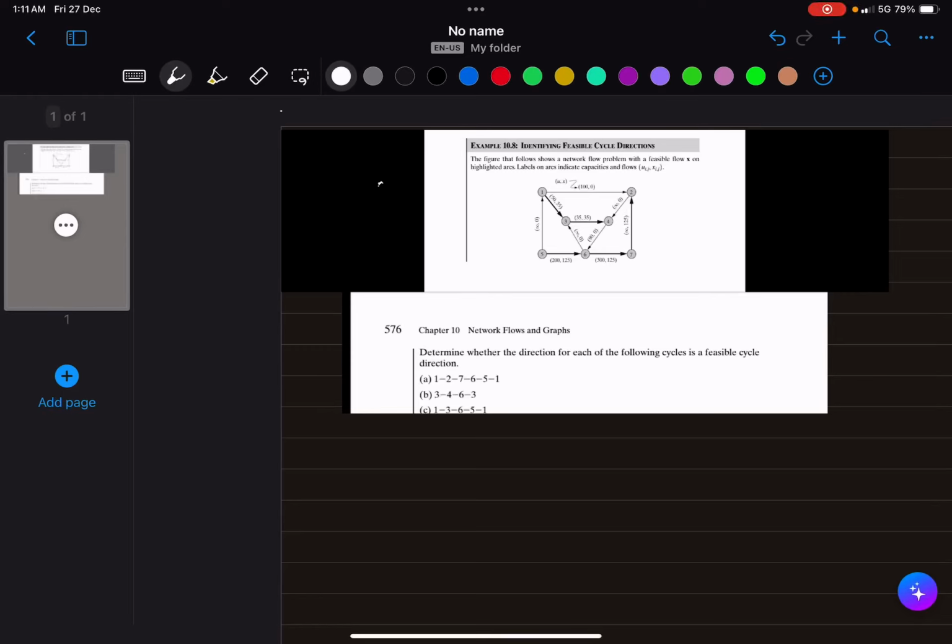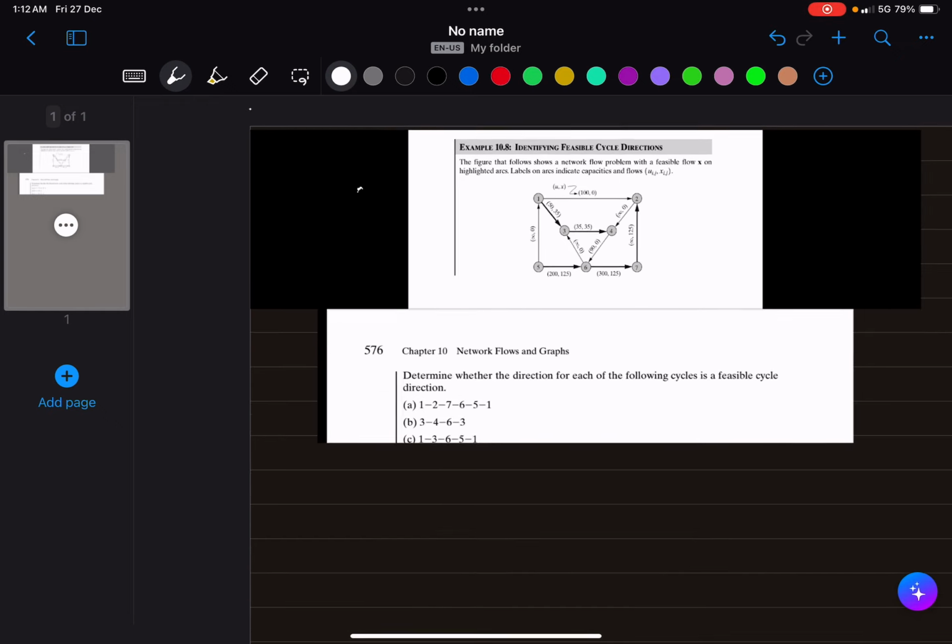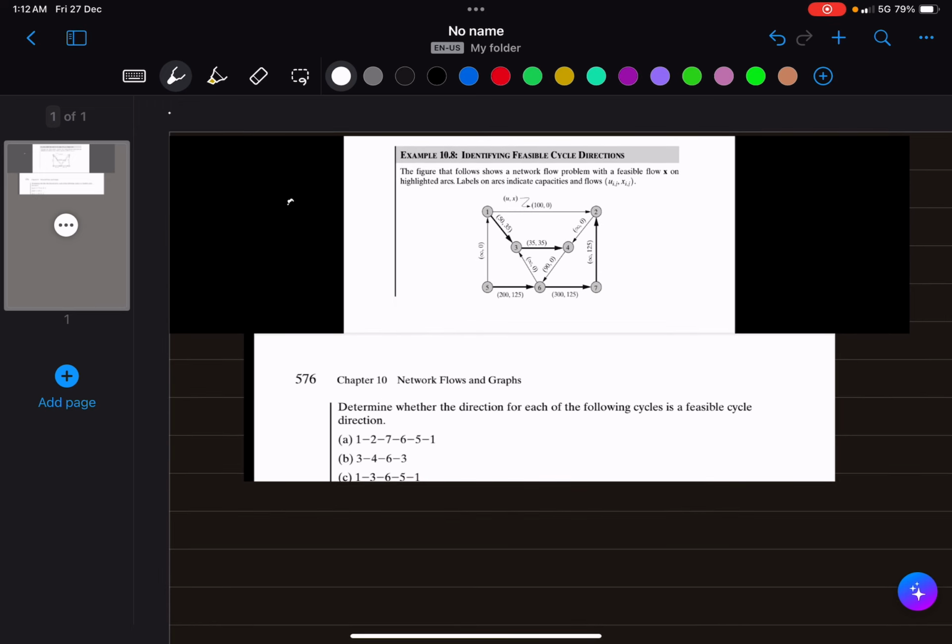Today we will have a short example about identifying feasible cycle direction and optimization flow. As we can see here, example 10.8 says that the figure that follows shows a network flow problem with a feasible flow X on highlighted arcs. Is this feasible or non-feasible? Let's see. It asks me to determine whether the direction for each of the following cycles is feasible.